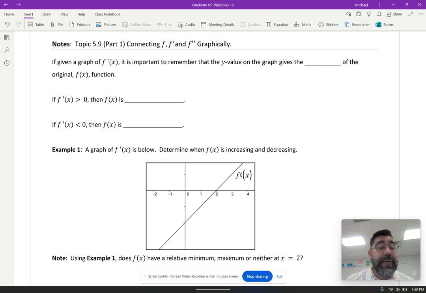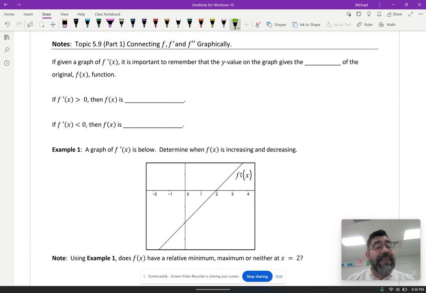Just as a reminder, if they give you the graph of f prime, remember that the y value on the graph of f prime gives the slopes of the original function f of x, right? So when I'm looking at a graph of f prime, if the y values of f prime are positive, that's where the original function has positive slopes. And if the y values of the f prime graph are negative, then that's where the original function has negative slopes.